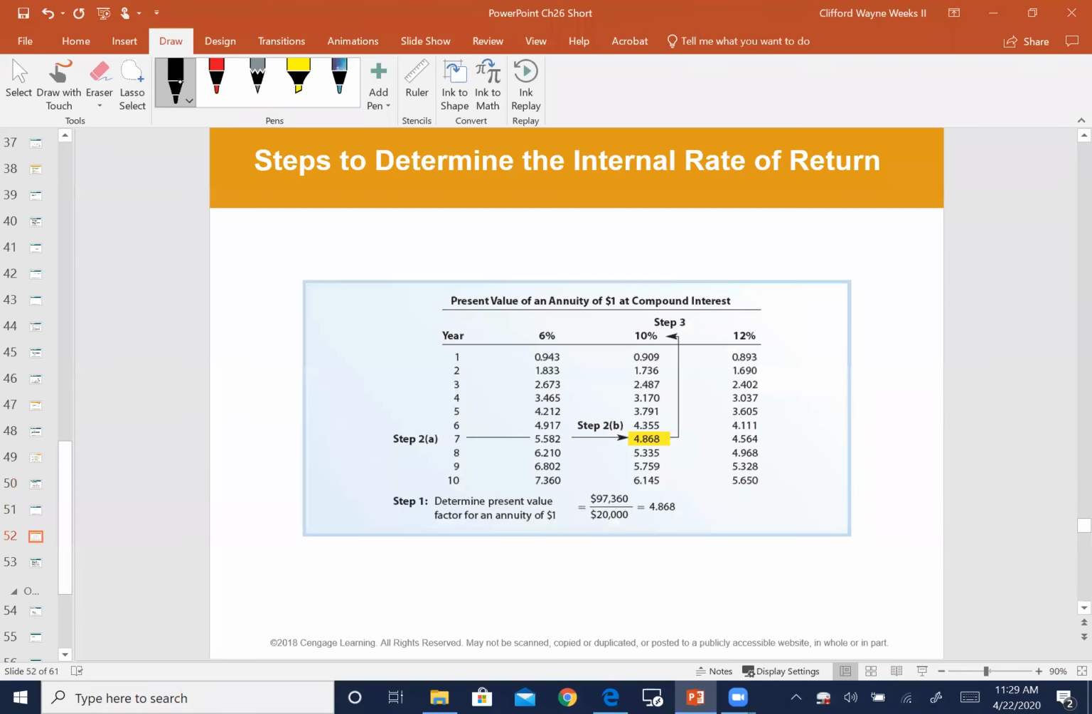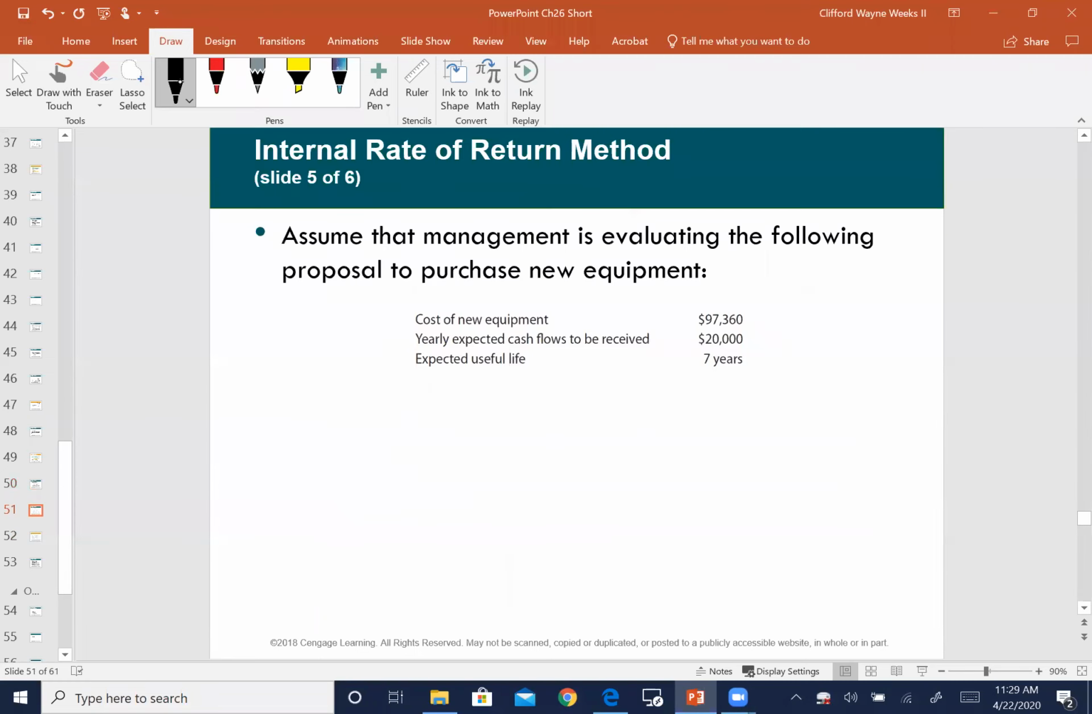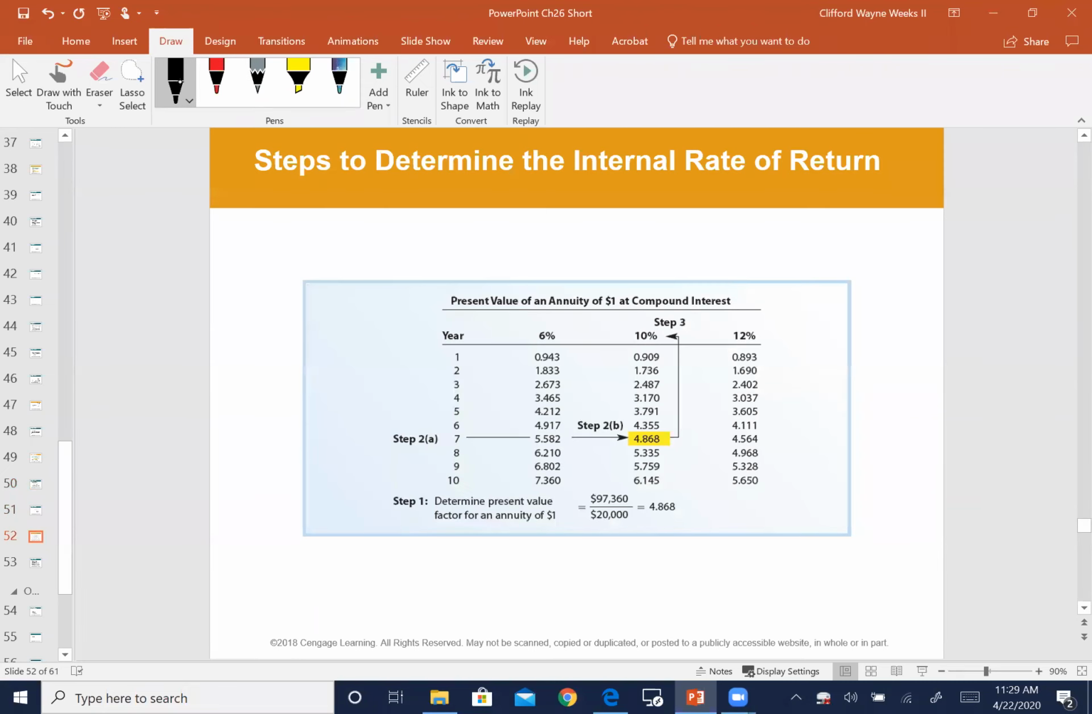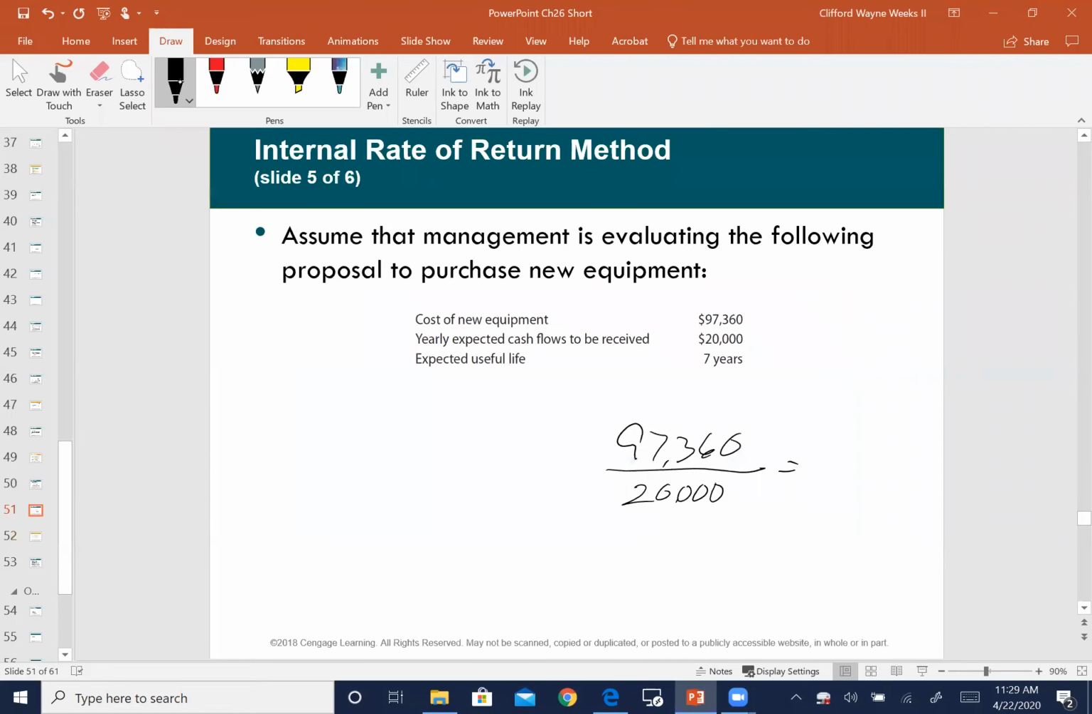So what we're going to do, first of all, let me do this here: 97,360, and we're going to divide that by 20,000. This comes out to be, it's on the next slide, 4.868. Well, we knew that this was 7 years. What we're looking for is I, the interest rate.